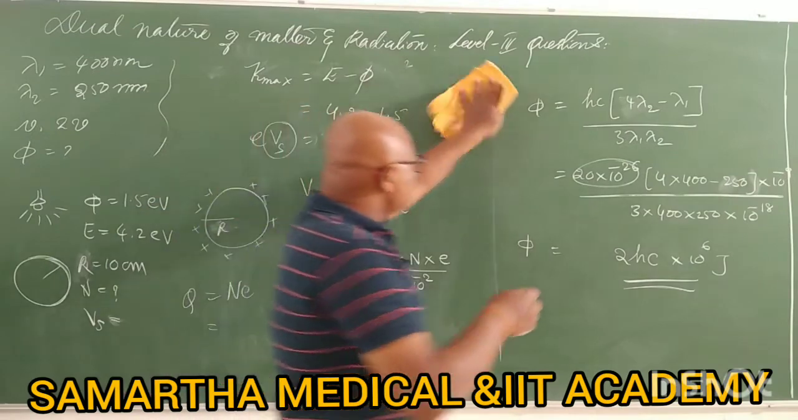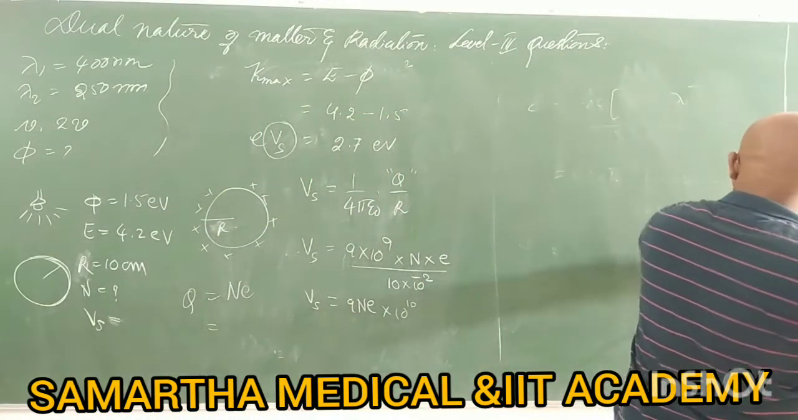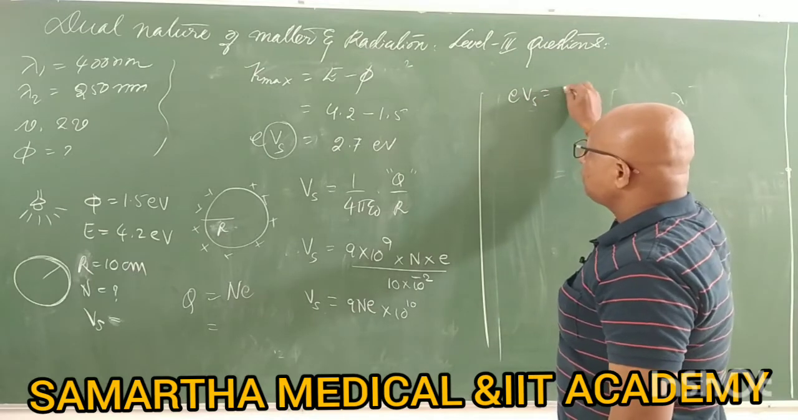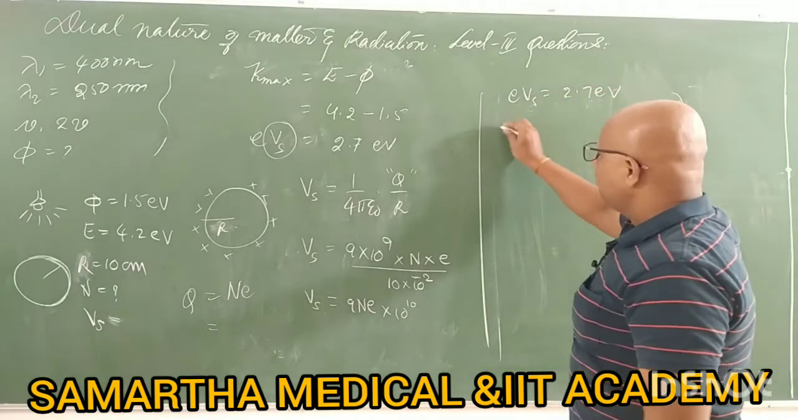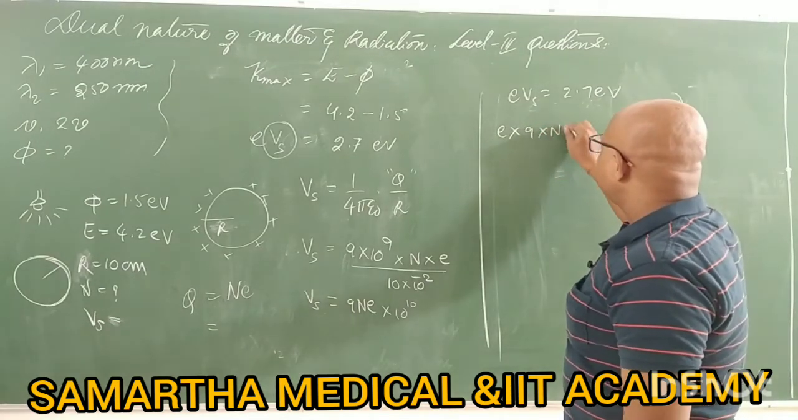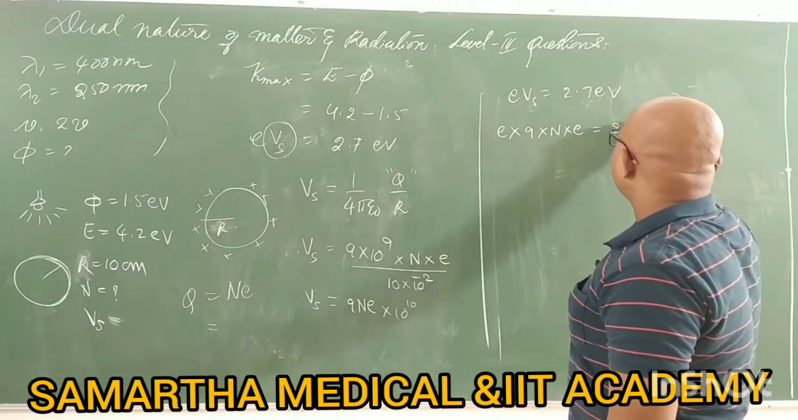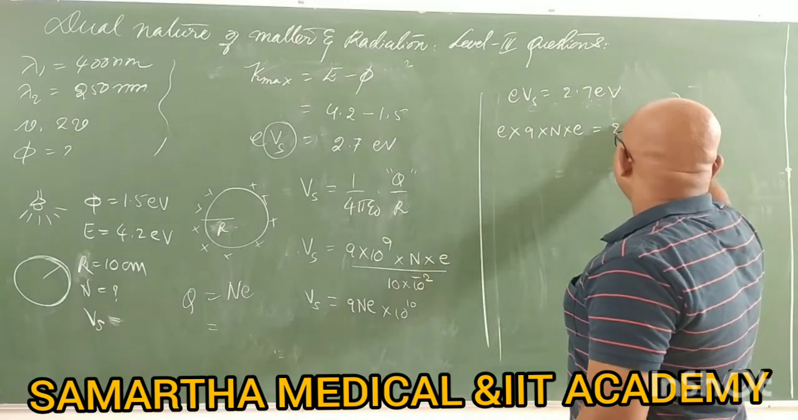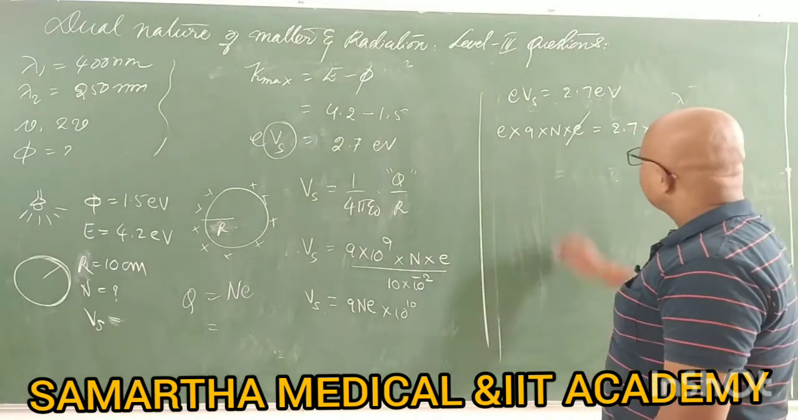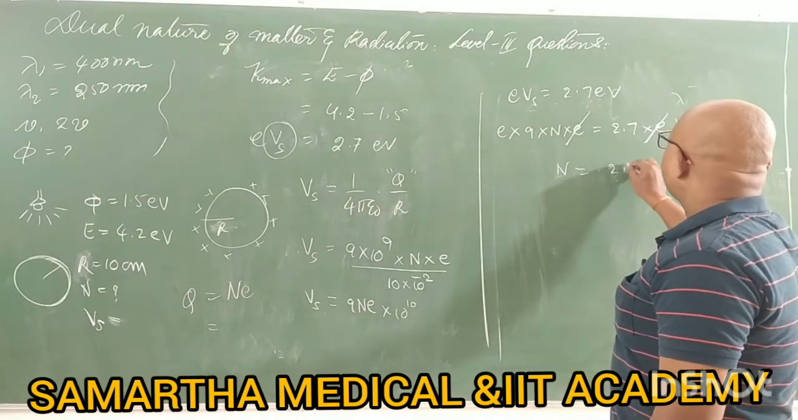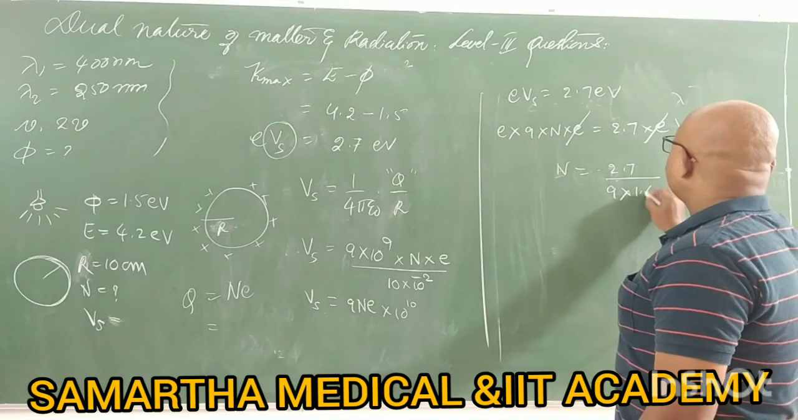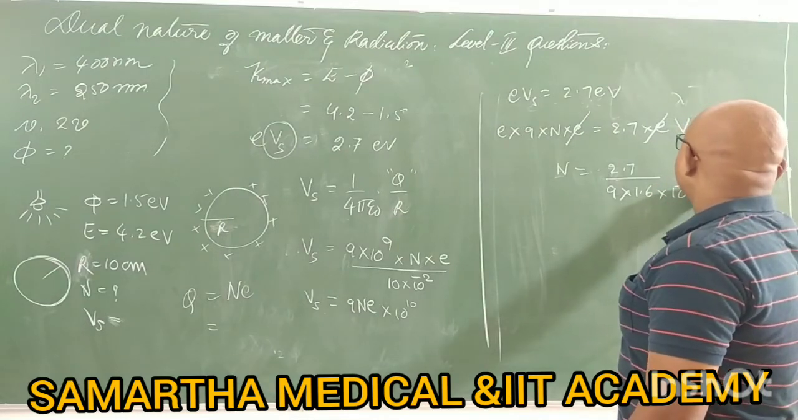EVS, in the place of EVS is equal to 2.7 EV. E into what is Vs? 9 into N into E is equal to 2.7 EV. Okay, E and E get cancelled. Directly it is converted into joule. N is equal to 2.7 divided by 9 into 1.6 into 10 to the power of minus 19.